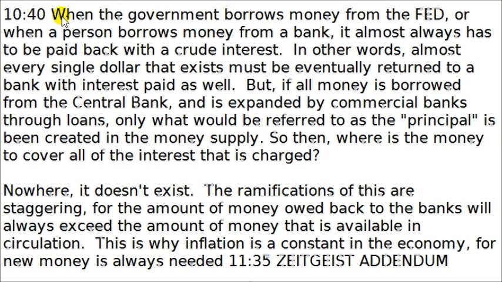When the government borrows money from the Fed, or when a person borrows money from a bank, it almost always has to be paid back with accrued interest. In other words, almost every single dollar that exists must be eventually returned to a bank with interest paid as well. But if all money is borrowed from the central banks and is expanded by commercial banks through loans, only what would be referred to as the principal is being created in the money supply. So then, where is the money to cover all the interest that is charged? Nowhere. It doesn't exist. The ramifications of this are staggering, for the amount of money owed back to the banks will always exceed the amount of money that is available in circulation. This is why inflation is a constant for the economy, for new money is always needed.